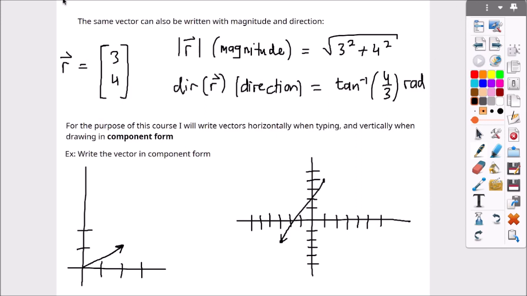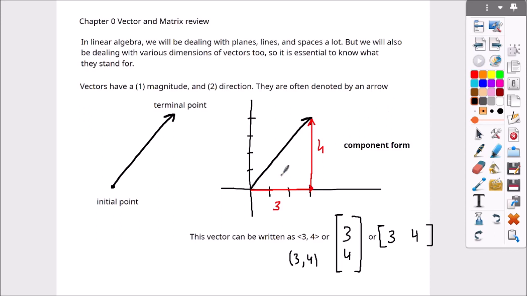Now, the same vector can be written with magnitude and direction. We're going to be touching more on that later, but the magnitude can be calculated just using the Pythagorean theorem. As you can see, there's a right angle right here, so to find the magnitude, it's just 3 squared plus 4 squared equals 5 squared, right? Just take all the components, square them and add them together. Take the square root of the answer, and that's what you get for the magnitude.